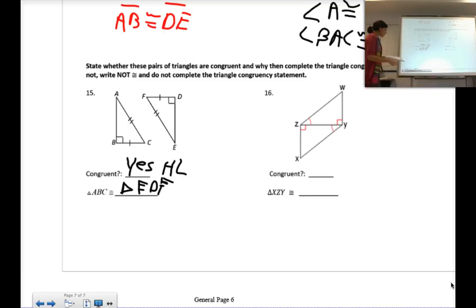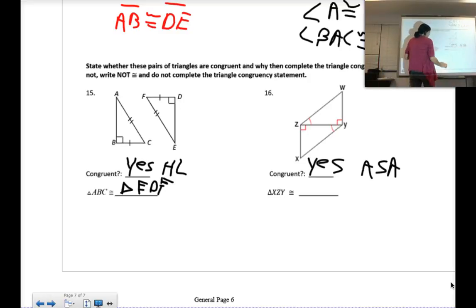All right, and then the last one, yes or no? Yes? Why? Oh, for the side. Angle, side, angle. Good, angle, side angle. And X, Z, Y, W, Y, Z.